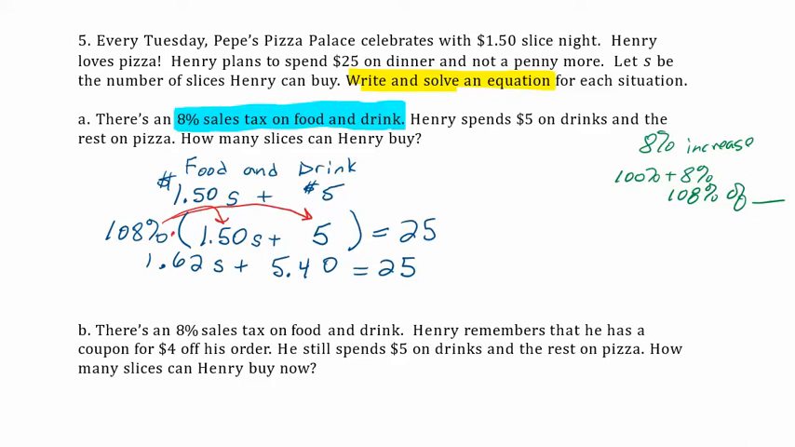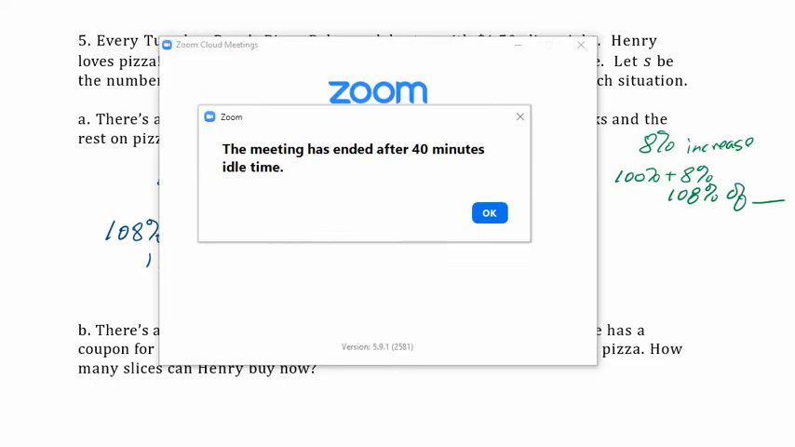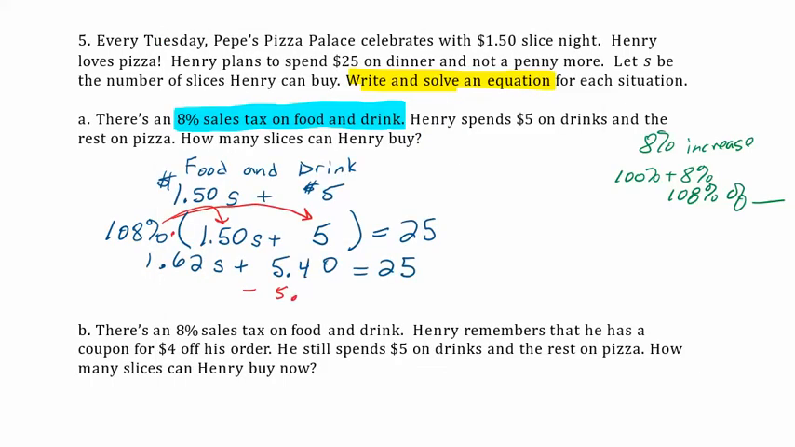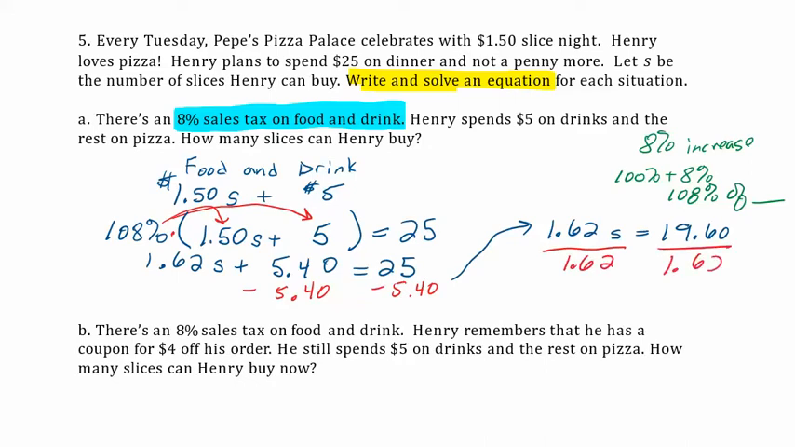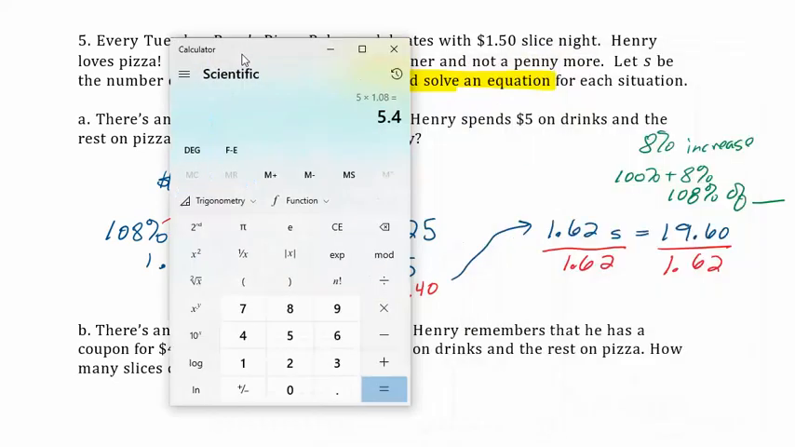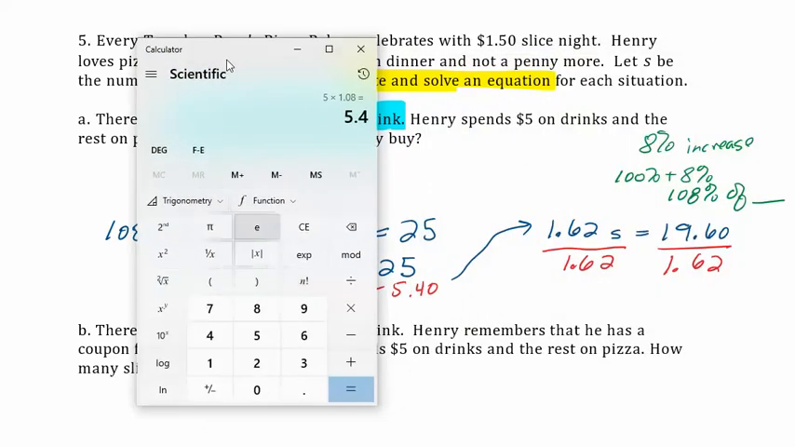All right, so let's continue to solve this. So we're going to subtract $5.40 from each side. Let's see, I'm running out of room here, so I'll write this over here. So we get 1.62s equals $19.60. So basically what this is saying is after I pay for the drink $5.40, I have $19.60 left. And each slice of pizza with the tax is costing me $1.62. So I'm going to divide that and see how many slices I can buy. Or this person can buy. Henry.